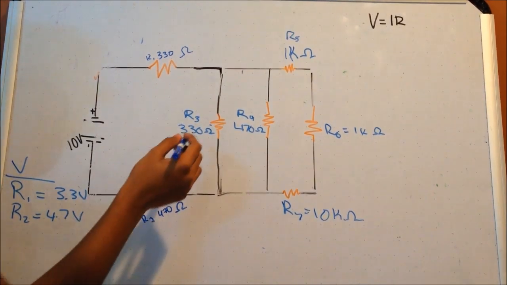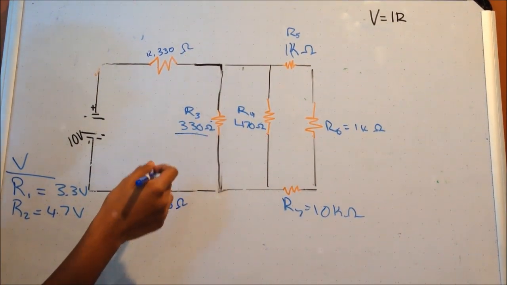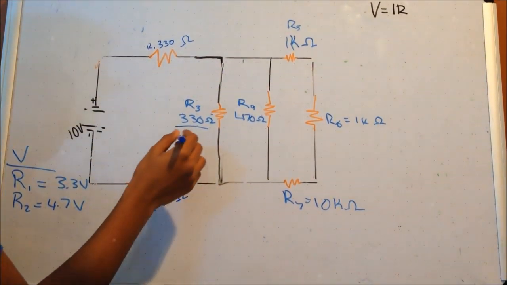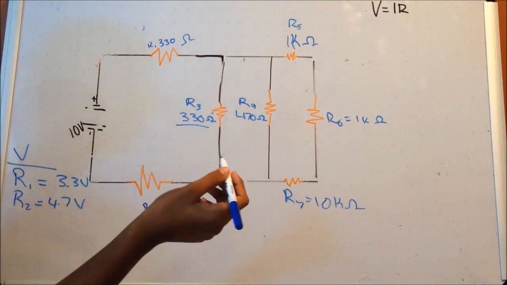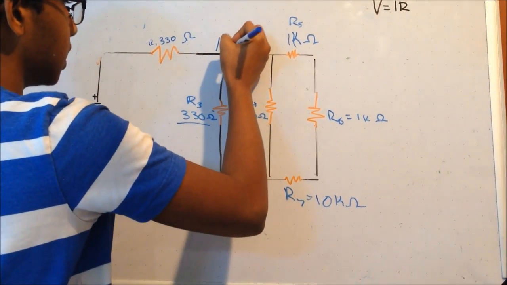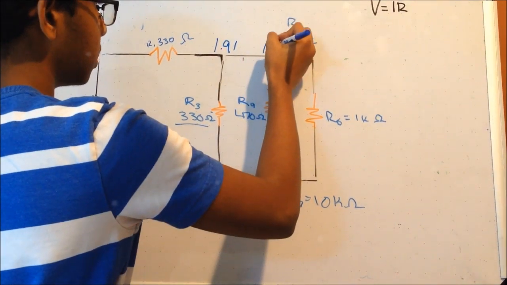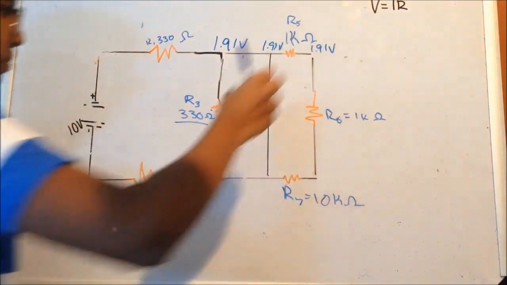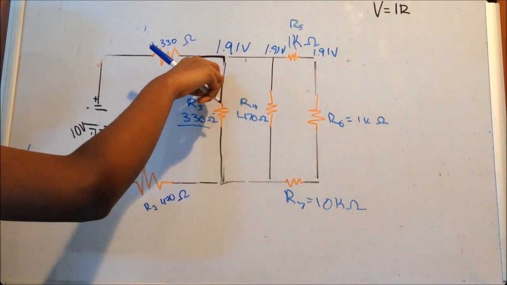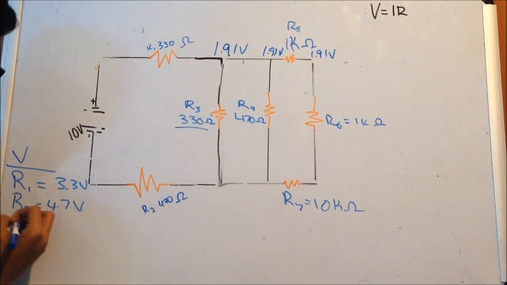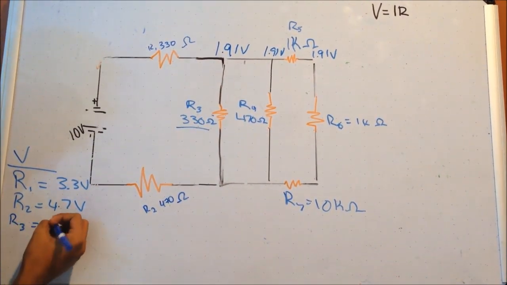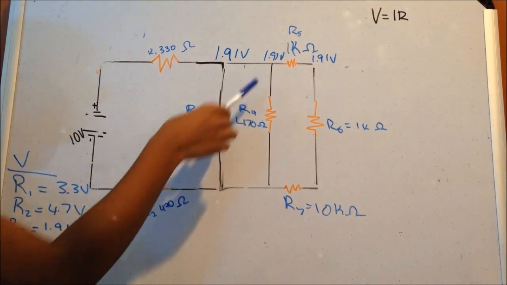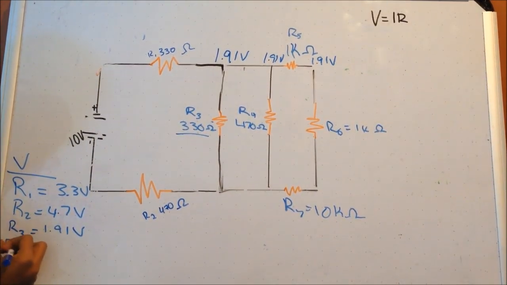Okay, now we can find the voltage across resistance 3. So in a parallel circuit, voltage stays the same. So the voltage for this branch is 1.91 volts. So for resistance 3, the voltage is 1.91. Okay, same for resistance 4 as well.